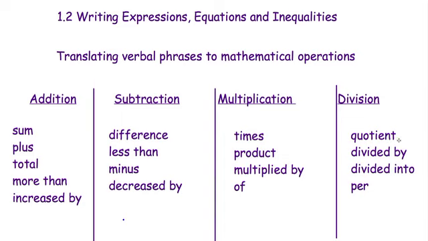Division, the quotient is the answer to a division. Divided by, obviously, divided into, some of these are easy. But here's another one that comes up a lot, but you don't think about it, and that is per. Anytime you see or hear the word per, you should be thinking, I'm going to divide. 8 miles per gallon, that is a division. All right? Let's see what else we got.